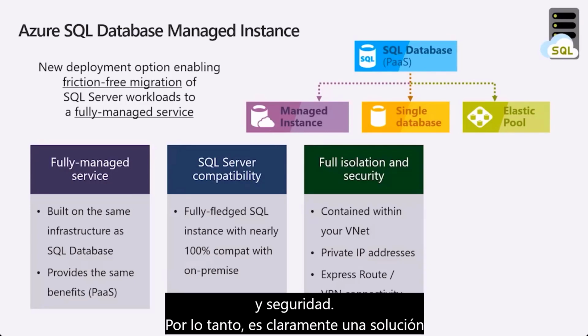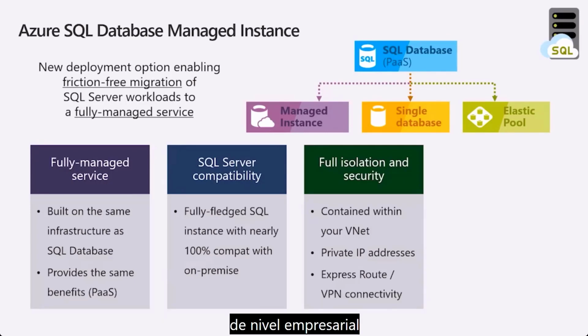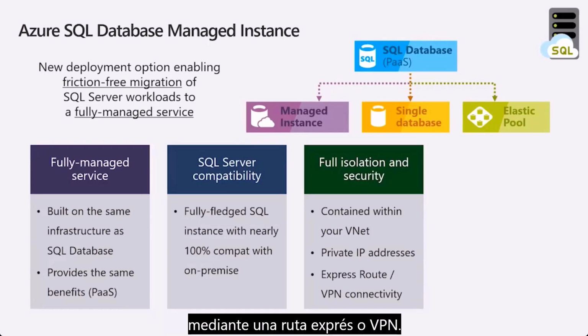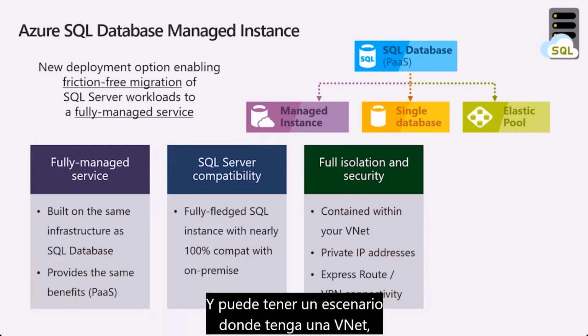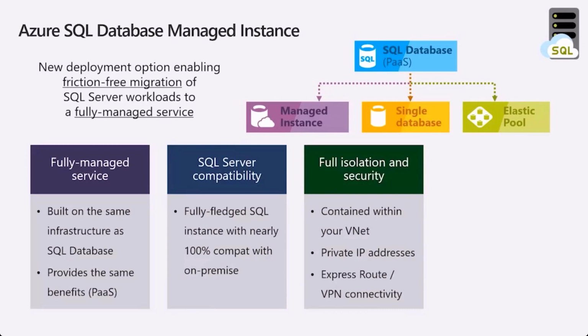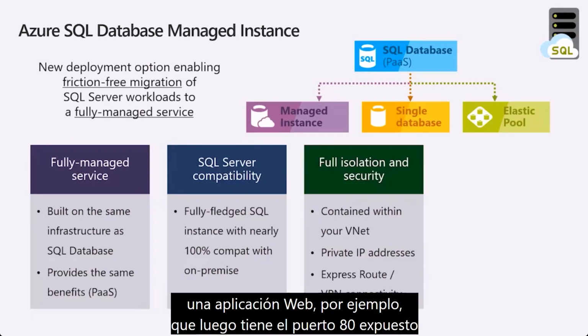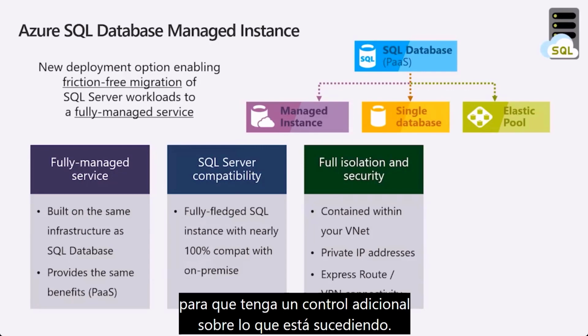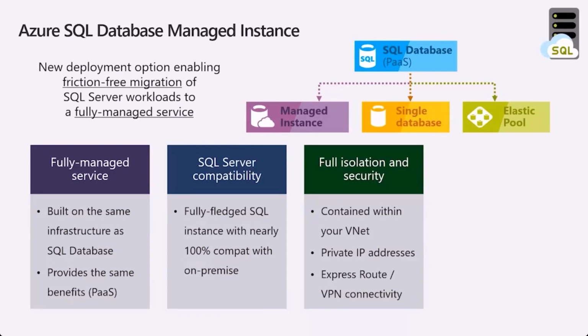So it is clearly an enterprise-grade solution where you have a private virtual network, you have private IP addresses, no public IP addresses. You can connect to it using ExpressRoute or VPN. And so, for example, you can have a scenario where you have a VNet, you have your database on it, it's fully private, nobody can access the data except possibly an application service, a web application, for example, which then has port 80 exposed, and every access to the database runs through the application so that you have additional control over what's going on. So that's quite a nice thing.